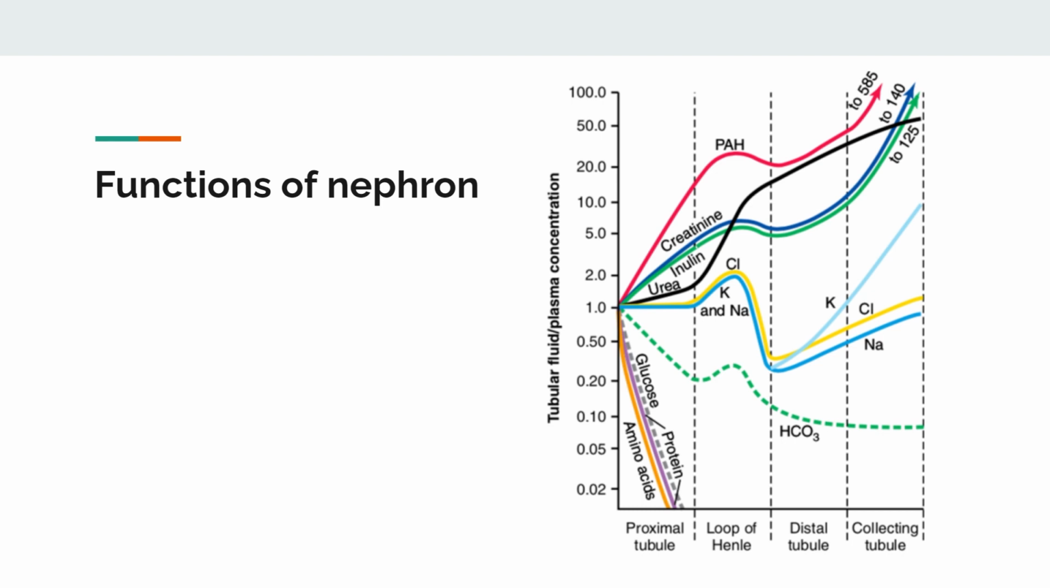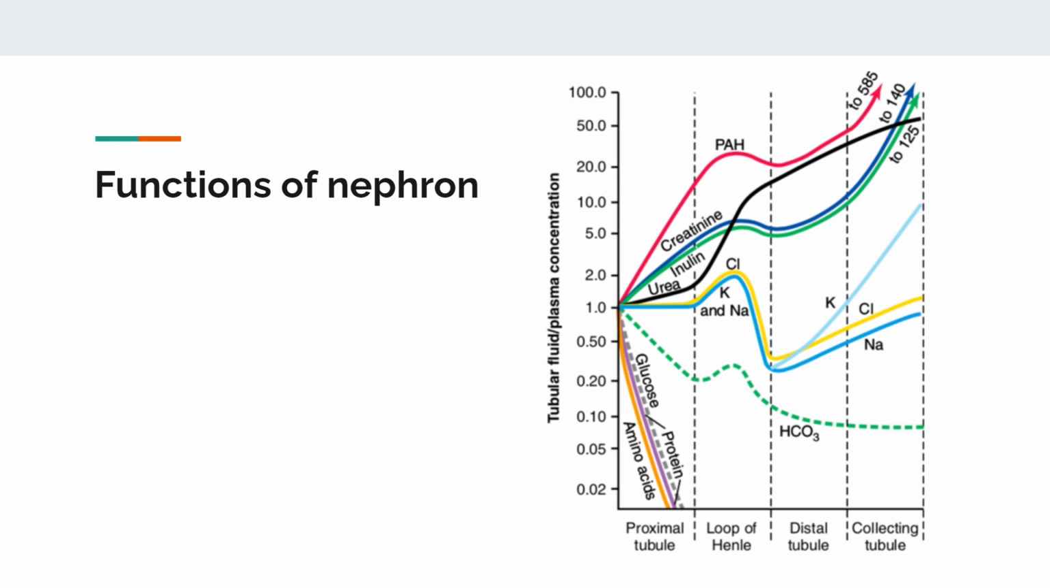So I actually really like this diagram. I can't quite remember where I got it from. Guyton and Hall, that's where I got it from. And you can see here that essentially it gives you the ratio of each of these substances in the tubular fluid, so that's already been filtered, and the plasma.